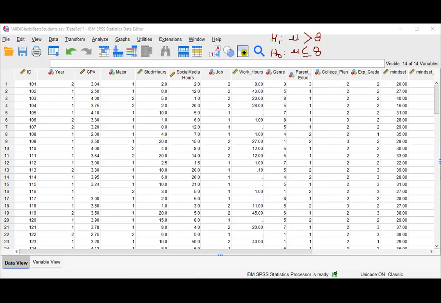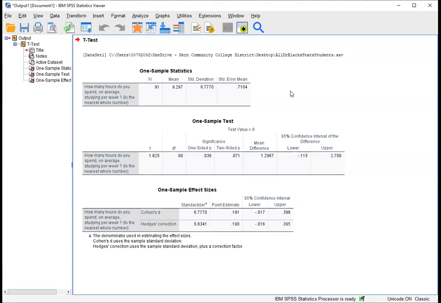Now I'm going to change my sharing so you can see the output. Okay, here are the results of our one sample t-test. Our first step is to look at the mean of our sample and determine if we are correct in hypothesizing that it was greater than 8. Here's the mean. The mean is 9.297, so we are correct. The mean for this sample is greater than 8. Can we infer anything about the population of BC students based on this sample? For that, we have to look at our p-value.